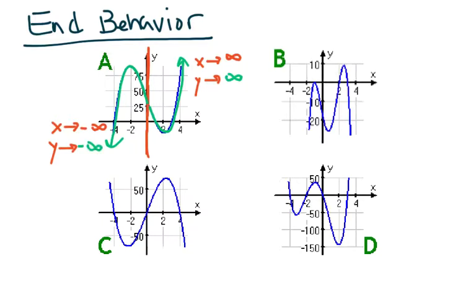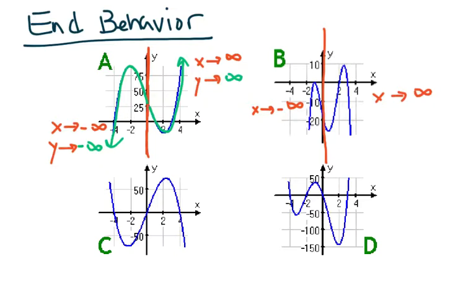In every graph, if you cut the graph in half by putting a line down the y-axis, the right-hand side is always x approaches infinity, and the left-hand side is always x approaches negative infinity. All we want to determine is where the y values are going.